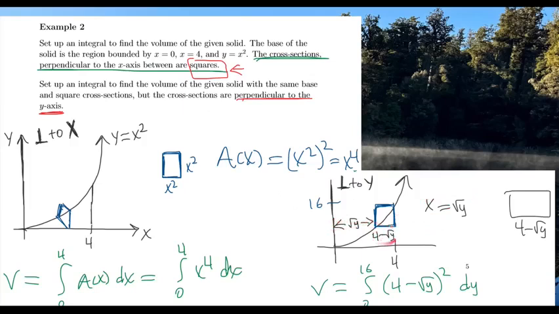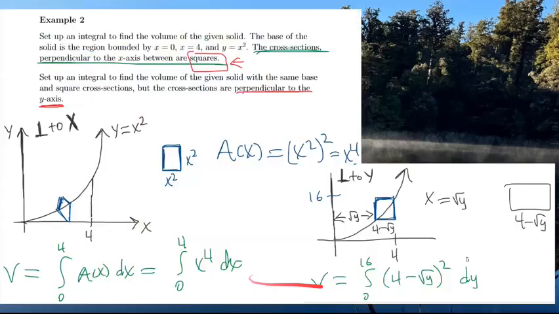Then how we got 4 minus square root of y is if the whole thing's 4 and this part's square root of y, then this is 4 minus square root of y. And since it's a square, that part's like that and that part's like that, even though this doesn't really look like a square. Sorry. Then you just plug this in, you find the antiderivative. I would recommend making that y to the 1/2. So you would really have to FOIL that out and then plug in 16, plug in 0, and then you're done.